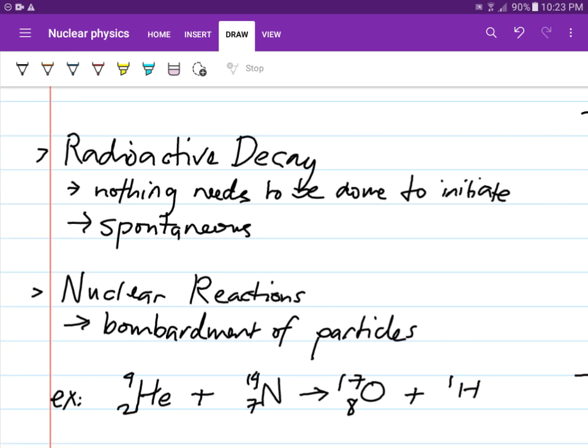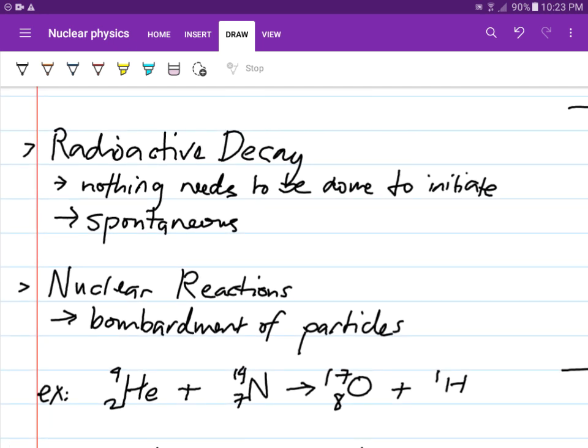So we have talked about radioactive decay, and we have learned about alpha decay, beta decay, and gamma decay. For these processes to occur, nothing needs to be done for them to initiate. In other words, they can happen naturally or spontaneously. For nuclear reactions, you need something to initiate the process.